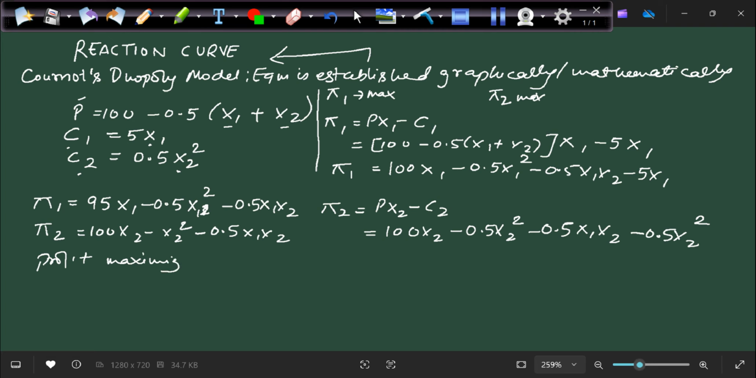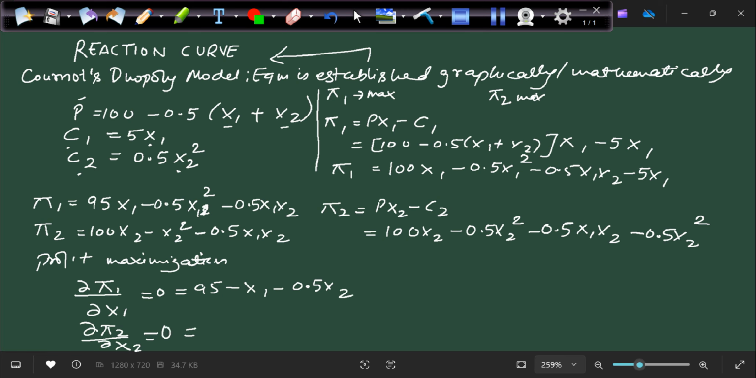So we will apply the maxima-minima conditions here. The condition is that the partial derivative of pi 1 with respect to x1 should be equal to 0. Differentiating partially with respect to x1, it comes out to be 95 minus x1 minus 0.5 x2, equal to 0. Likewise, we will maximize the profit for firm 2 also. Why are we doing it? Because in Cournot's duopoly model, both firms are individually maximizing their profits. This gives 100 minus 2x2 minus 0.5 x1.